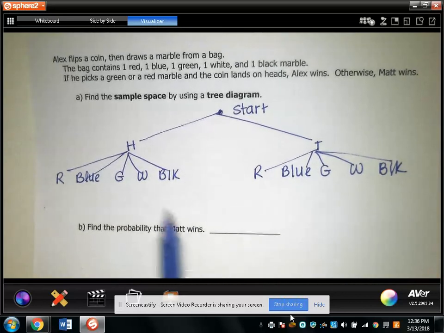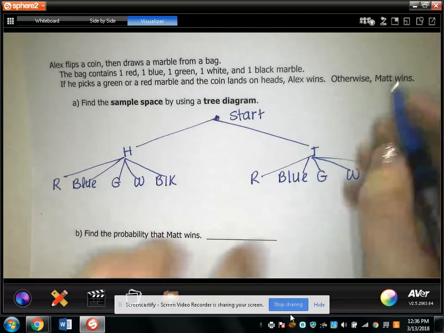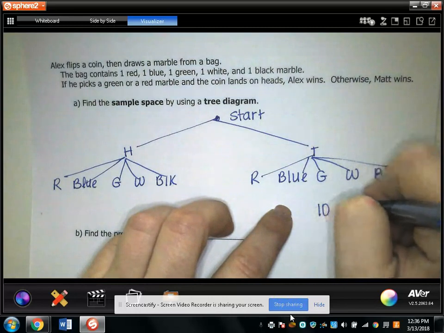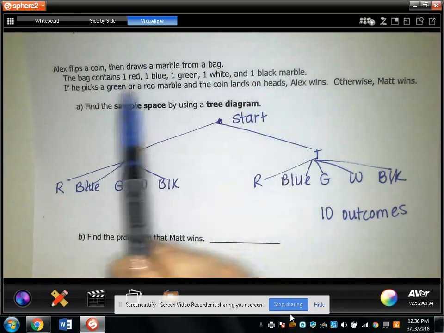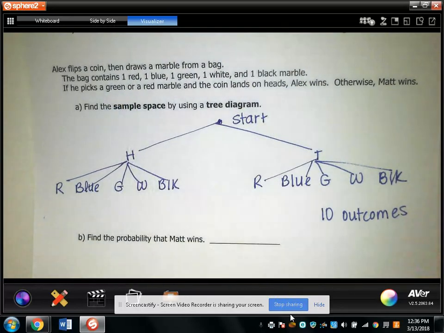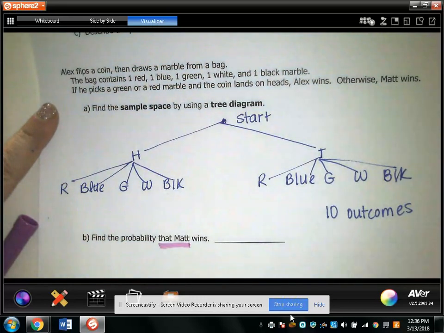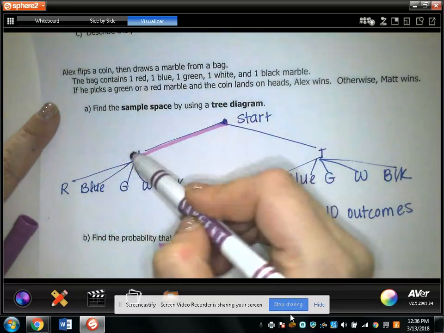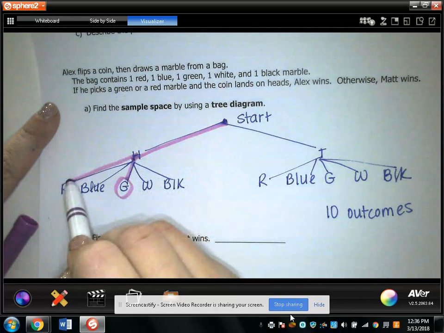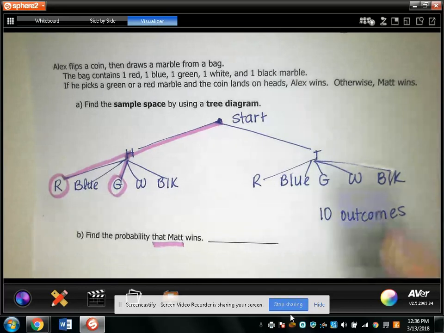Find the probability that Matt wins. All right. Well, first I know that there's 1, 2, 3, 4, 5, 6, 7, 8, 9, 10 outcomes because I just count up the last row. And I know that Alex wins if they pick a green or a red marble and the coin lands on heads. But we want to find out the probability that Matt wins. So first let's look at when Alex wins. Alex wins when the coin lands on heads and he picks a green or a red marble. So that's when Alex would win, which means that Matt wins otherwise.